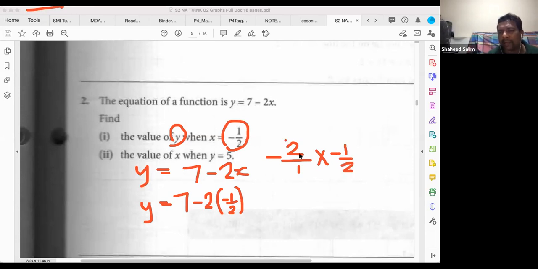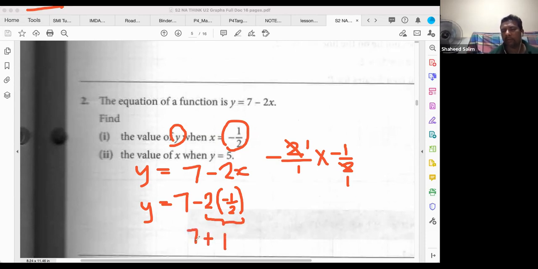These 2 can cancel. Divide by 2, you get 1. Divide by 2, you get 1. And then this one now is -1 times -1. Minus times minus goes plus. So this whole thing becomes +1.